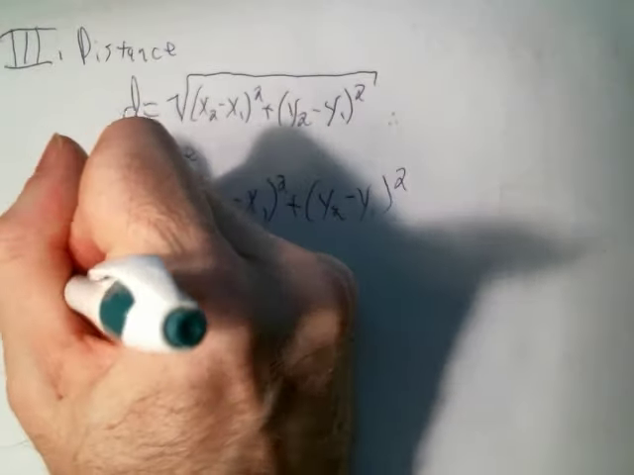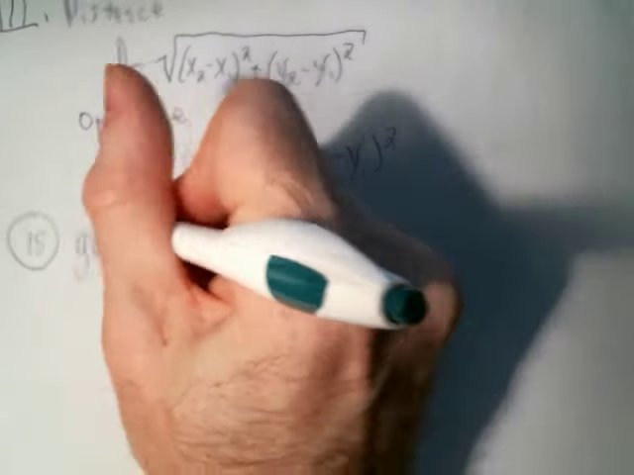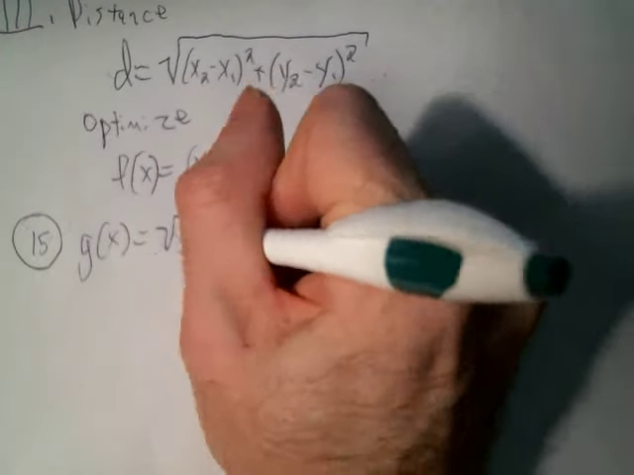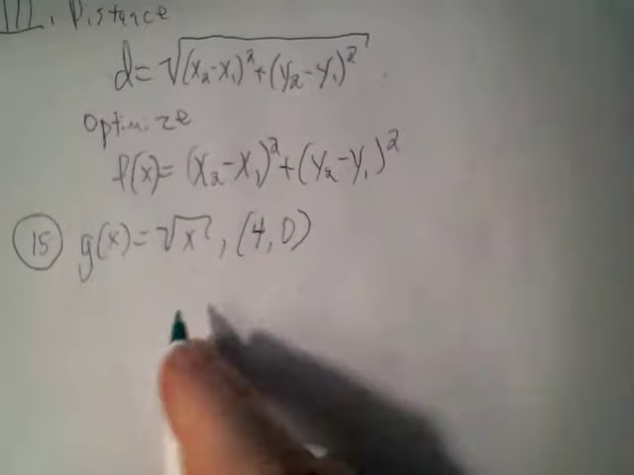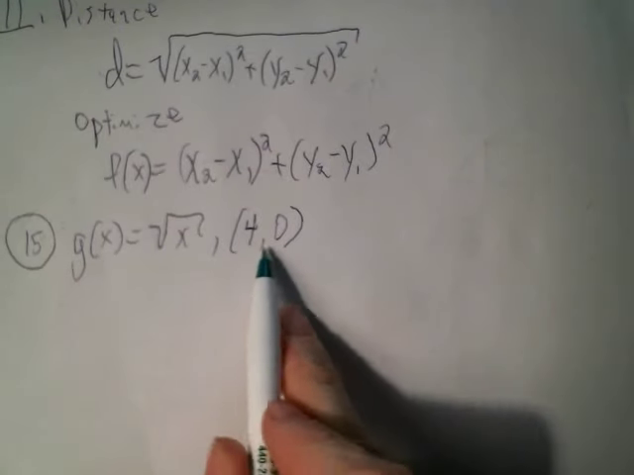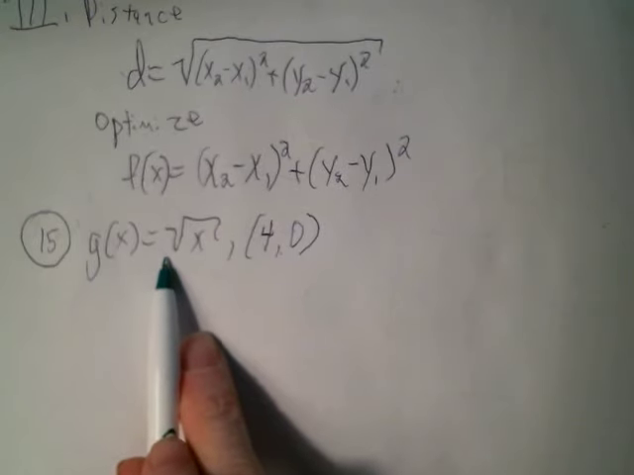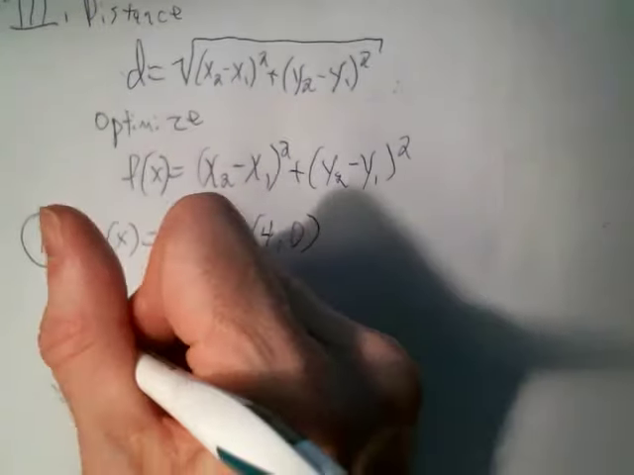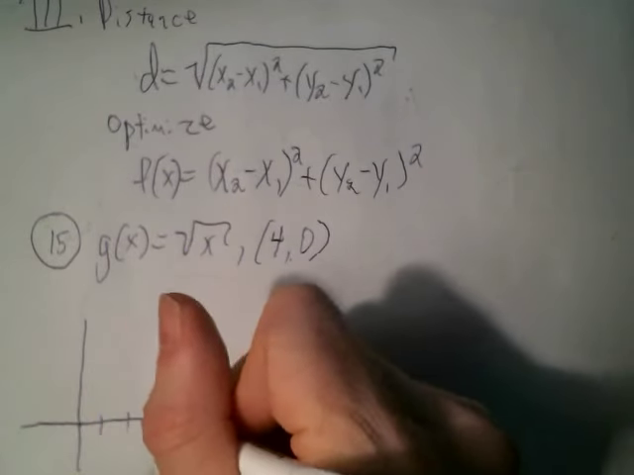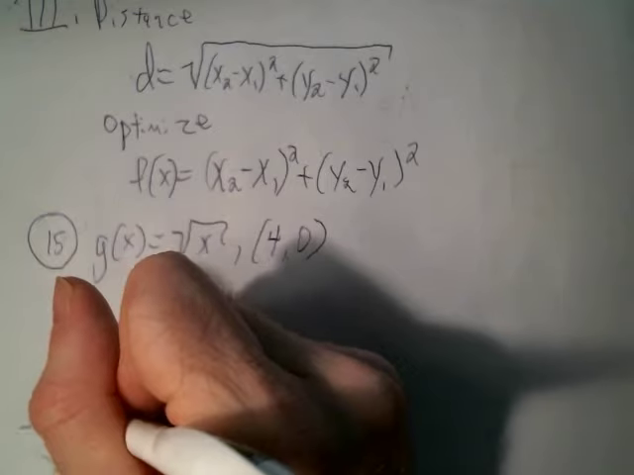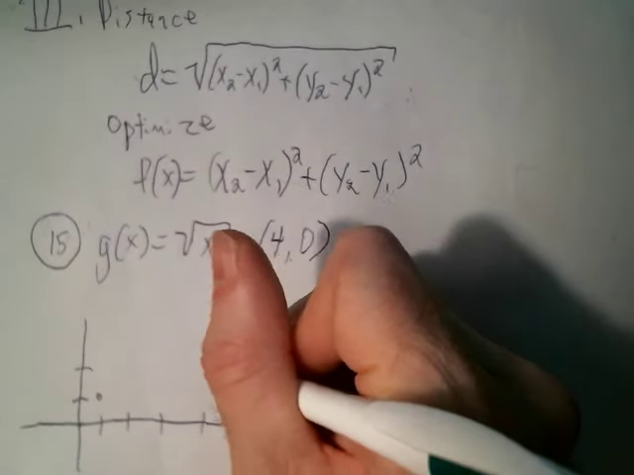So in particular, let's look at number 15. And we have the function g of x equaling the square root of x. And we want to find the point on that graph. So this is kind of our constraint. Such that the distance from this point to this graph is a minimum. So if you need to, you can kind of graph the thing. At 1, it's 1. At 4, it's 2.